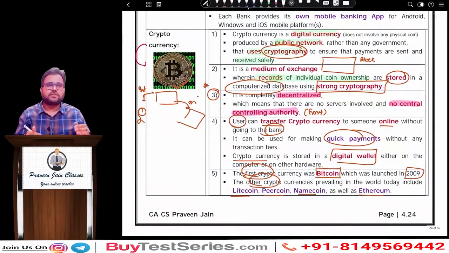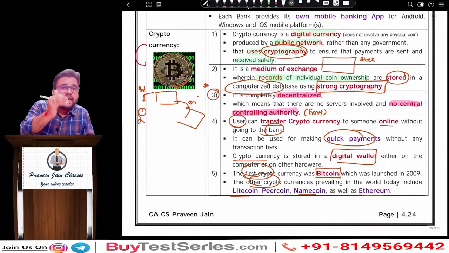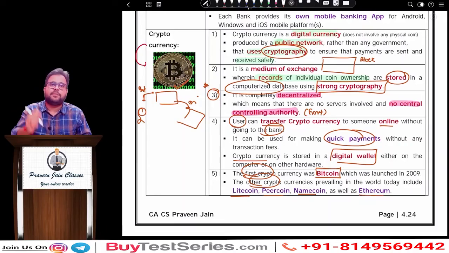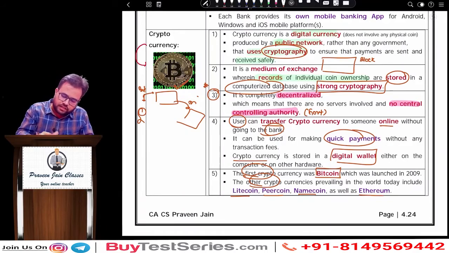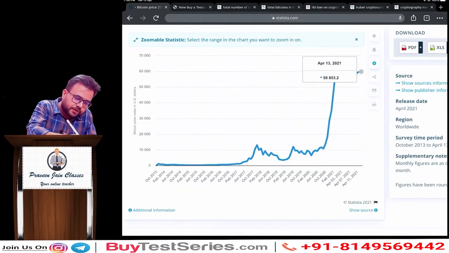And the first cryptocurrency which came into prevalence was Bitcoin in the year 2009. Okay, 2008 May it was invented, 2009 May it was launched. So other currencies are also there. So I showed you this point.